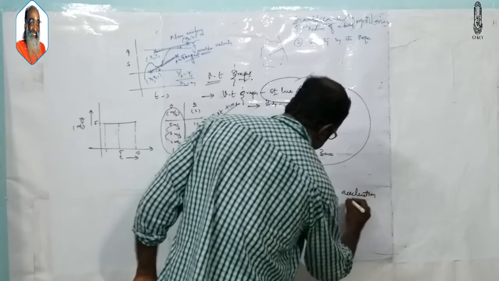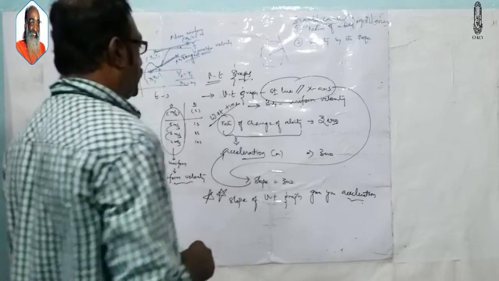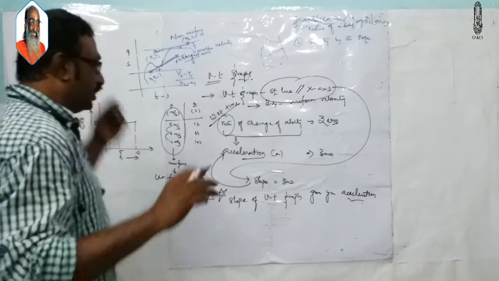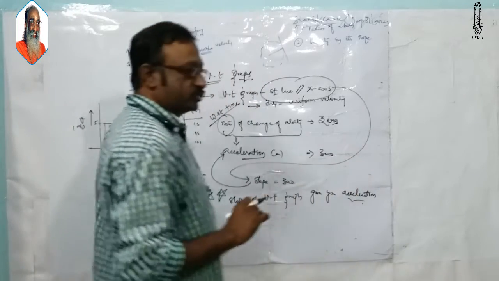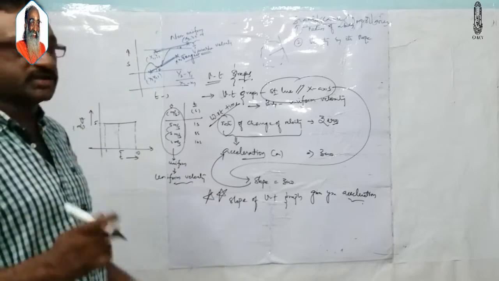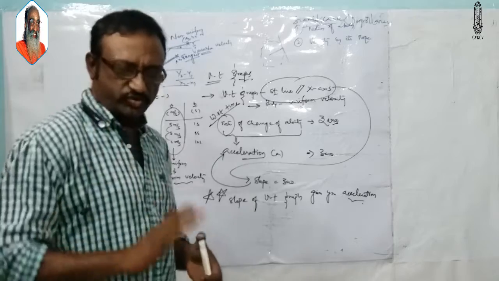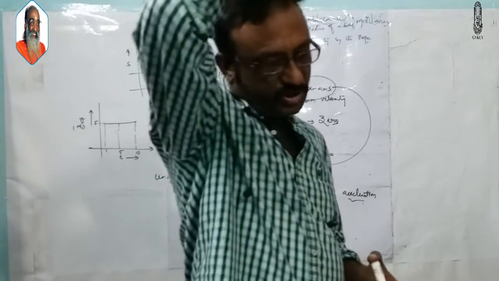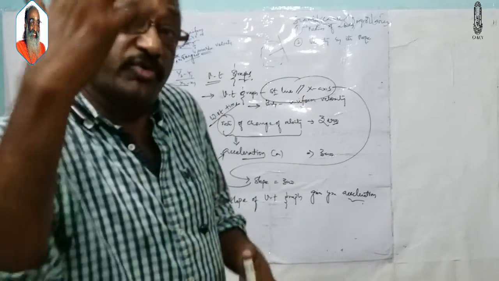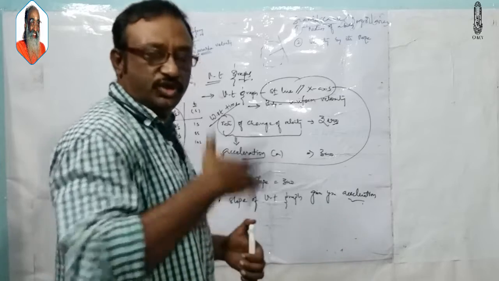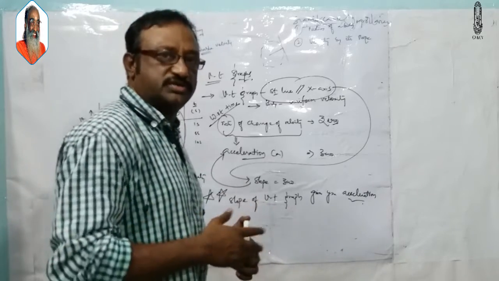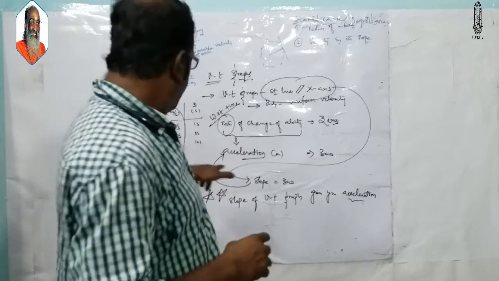Now we understood the importance of the VT graph. First, as usual, it can give you information regarding the motion of a body, what type of motion it is, whether it is moving with uniform velocity or non-uniform velocity or something else. And the other one is that it will tell you about its acceleration.